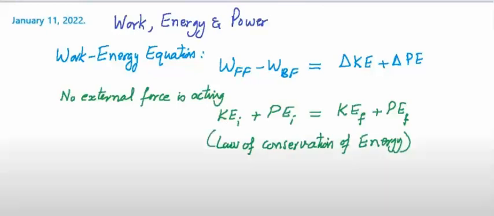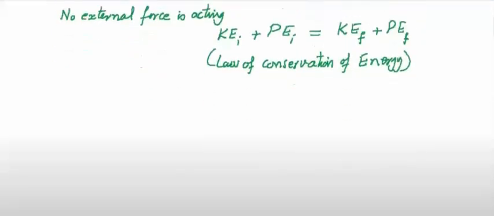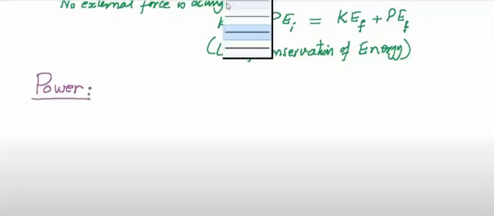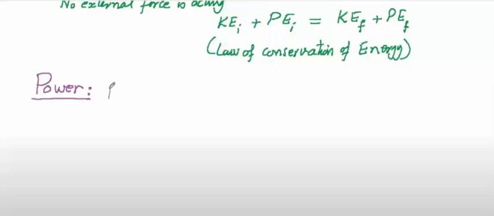Okay, and now the next part of this topic is power. So we will do that today. What is power? It is actually the rate of doing work. Energy is the ability of doing work. If we have energy, we can do work. If we don't have energy, we cannot do it.